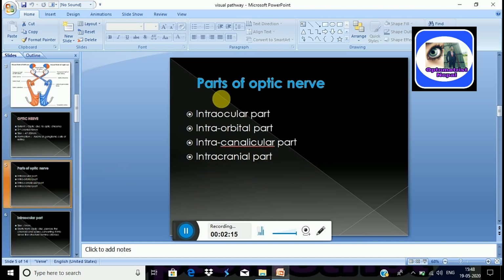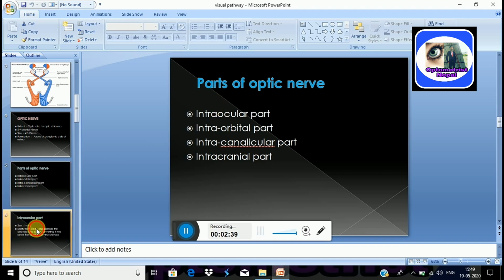The parts of the optic nerve: first one is the intraocular part. Second one is the intraorbital part. Third one is the intracanalicular part. Fourth one is the intracranial part. Now we will discuss the parts of the optic nerve one by one.